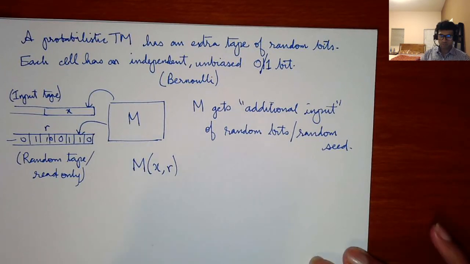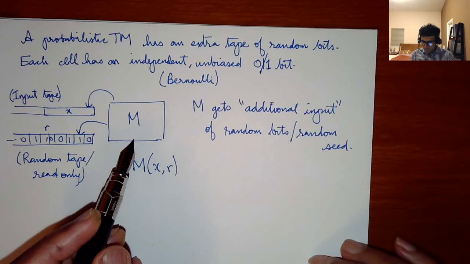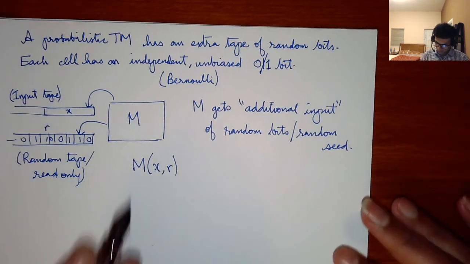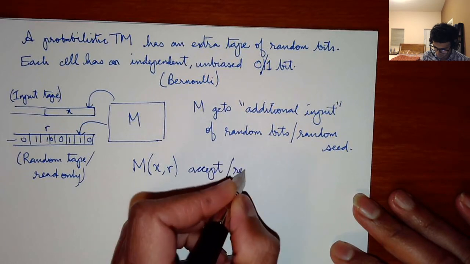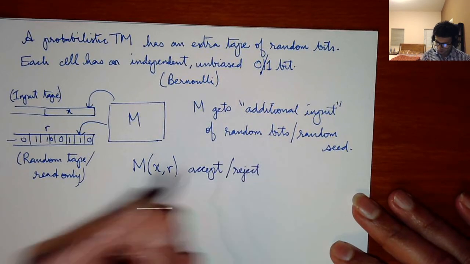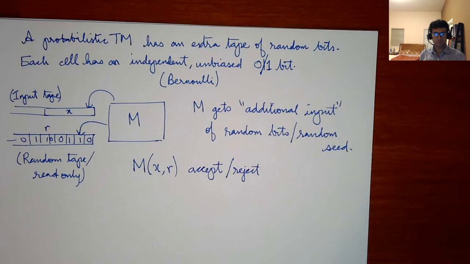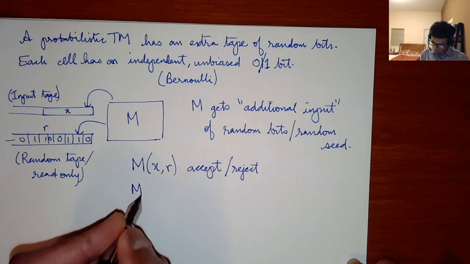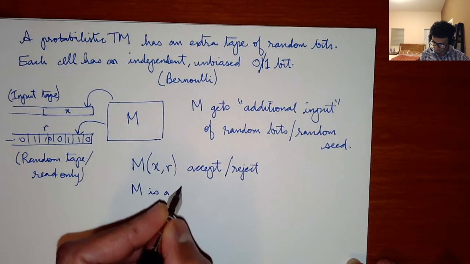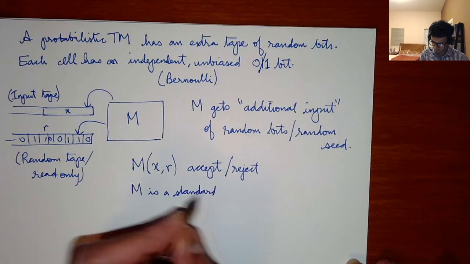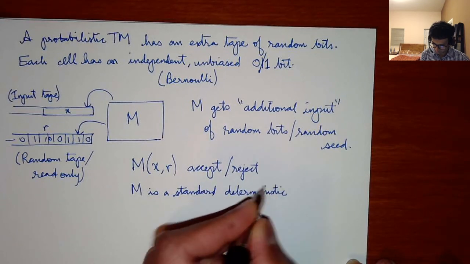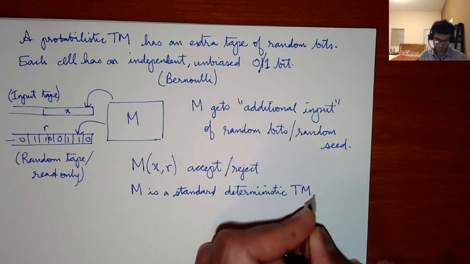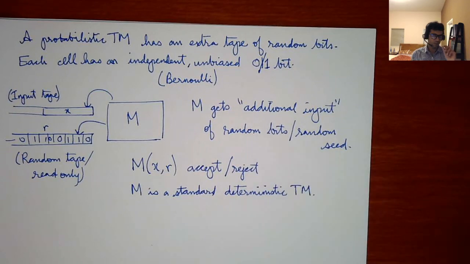So what does it mean for M to accept X, which is ill-defined? M(X, R) will either accept or reject. Because at this stage, one can now think of M just as a standard deterministic Turing machine, which just takes two inputs as opposed to one.